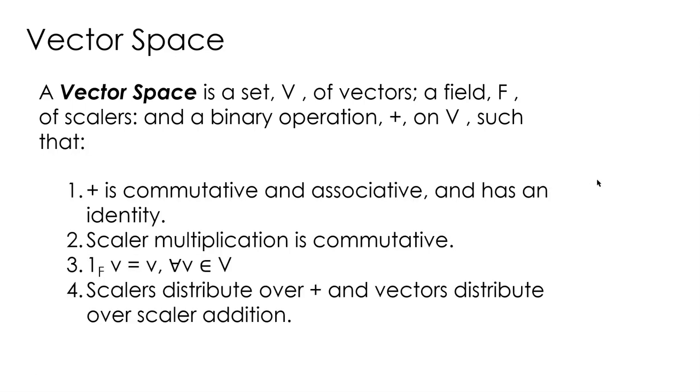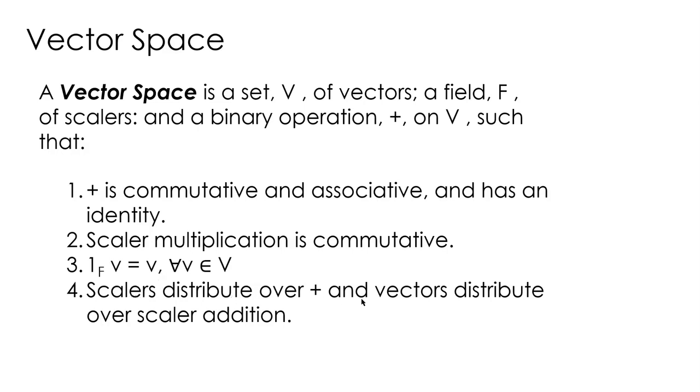We need plus to be commutative, so v plus w is the same thing as w plus v in terms of adding vectors. It's associative, so how you group them doesn't matter. And we have an identity. Scalar multiplication is commutative. 1, which is the multiplicative identity from your field, times v gives you v for all v in V. So for every vector, 1 times the vector gives you your vector back.